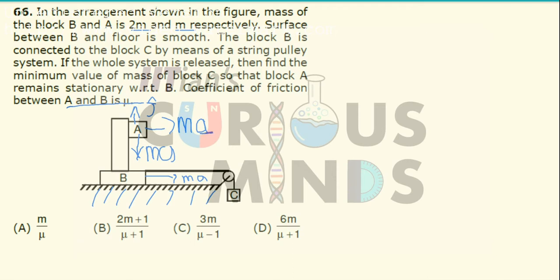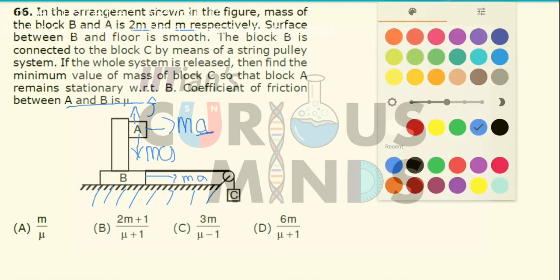Now this acceleration a, I have written with respect to the ground and not with respect to the block B. Okay, now these are the forces on mass A.